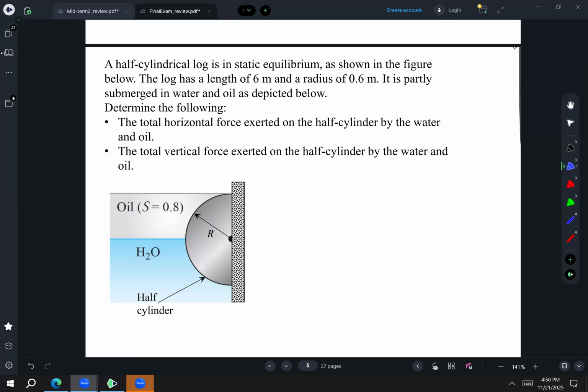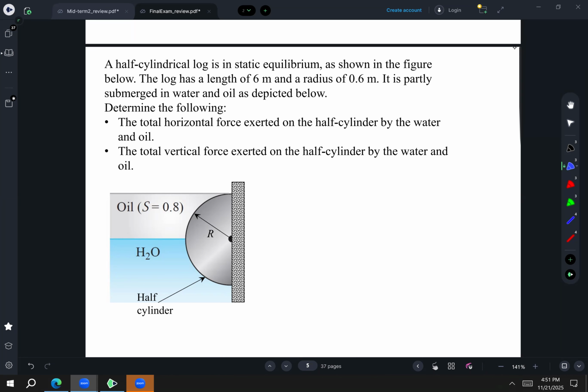Problem statement. A half-cylinder log is in static equilibrium, as shown in the figure below. The log has a length of 6 meters and a radius of 0.6 meters. It is partly submerged in water and oil as depicted below.